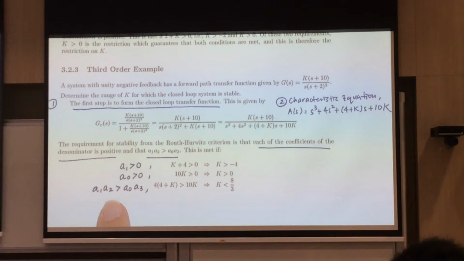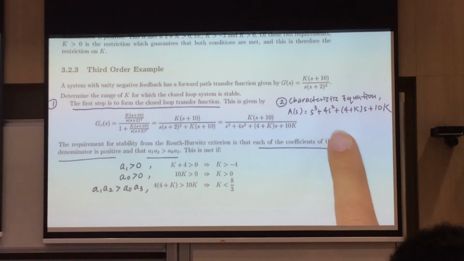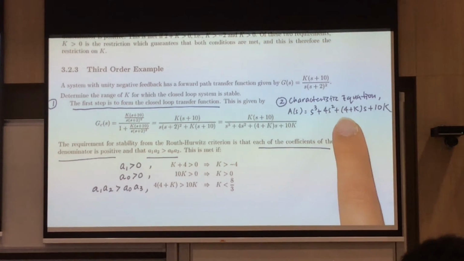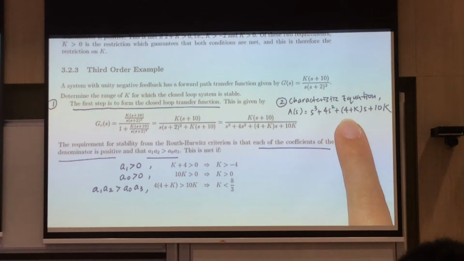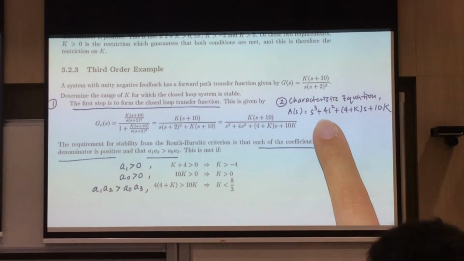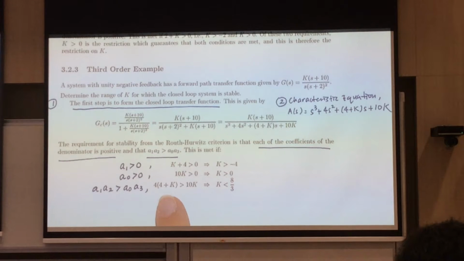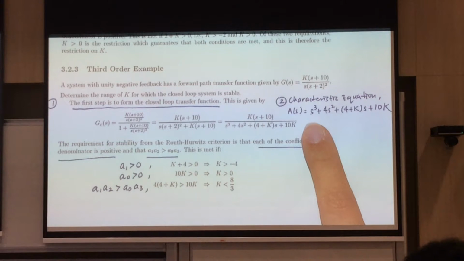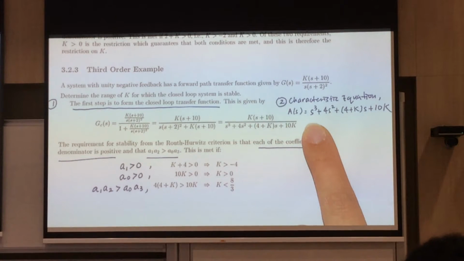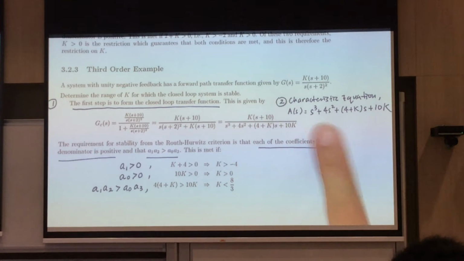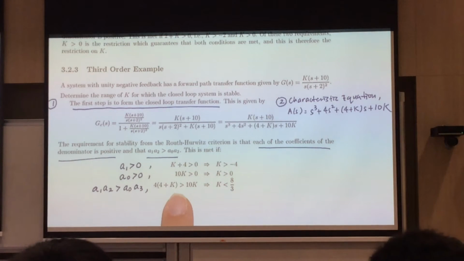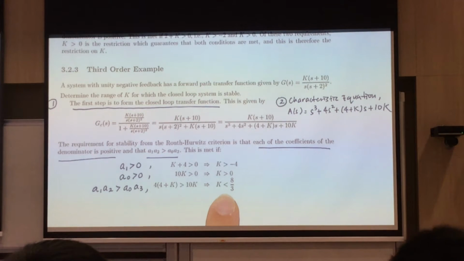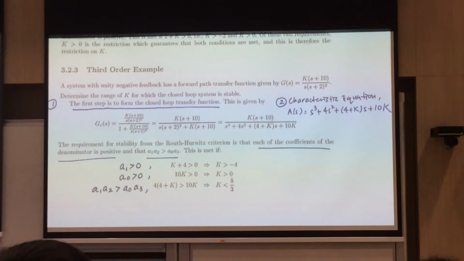A1 A2 greater than A0 A3. Alright? A1 is 4 plus k. A2 is 4. Okay, so 4 times 4 plus k must be bigger than A0 A3. A0 is 10k, and A3 is, what's A3? 1. Okay? So 4 times 4 plus k must be bigger than 10k times 1. Alright? And then you simplify. Okay, and you get k less than 8 over 3.